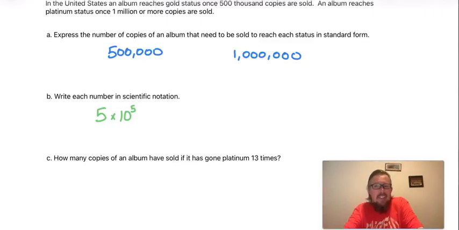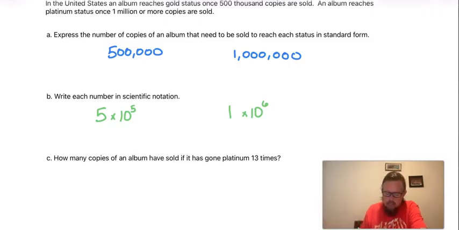So then 1 million is also pretty easy. It's got a 1 with 6 zeros after it. So in scientific notation, it's 1 times 10 to the sixth power because there's 6 zeros. So the last question, how many copies of an album have sold if it's gone platinum 13 times? Well, if platinum is a million copies, then going platinum 13 times would be 13 million copies.